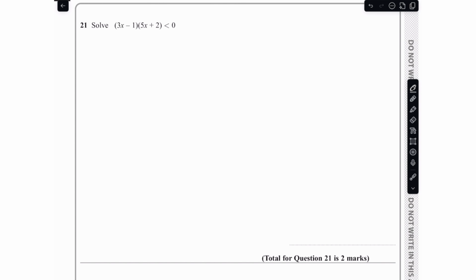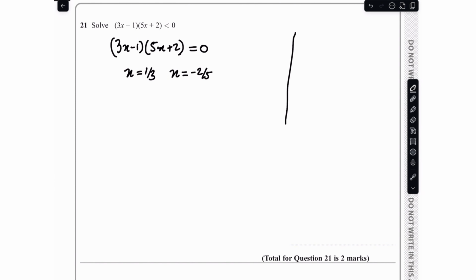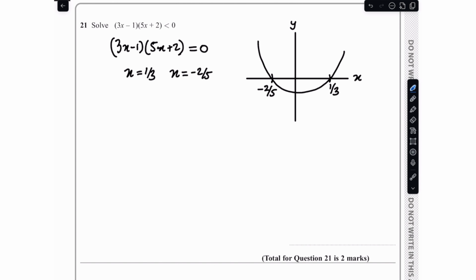In question 21, we are told to solve (3x - 1)(5x + 2) < 0. The first thing we need to do is set this equal to 0. So (3x - 1)(5x + 2) = 0, so x equals 1/3 and x equals -2/5. So when I draw this on my graph, I have something that looks like this. And given that it's already less than 0, I'm looking at the region below the x-axis, which is this region here. So the final answer is -2/5 < x < 1/3.